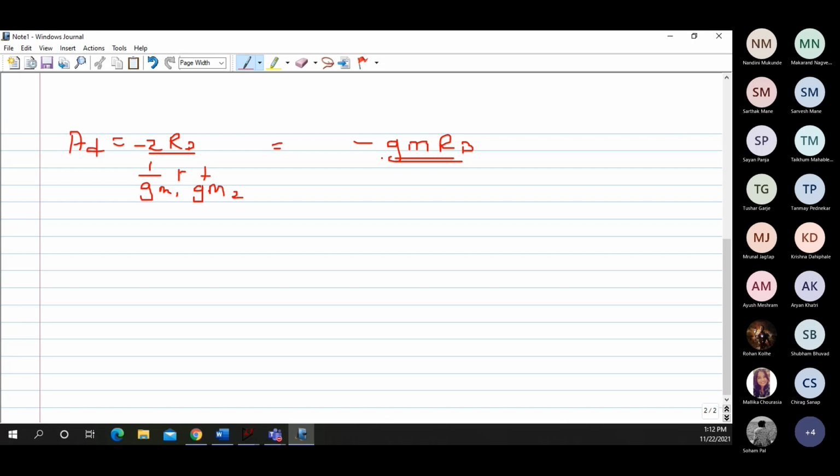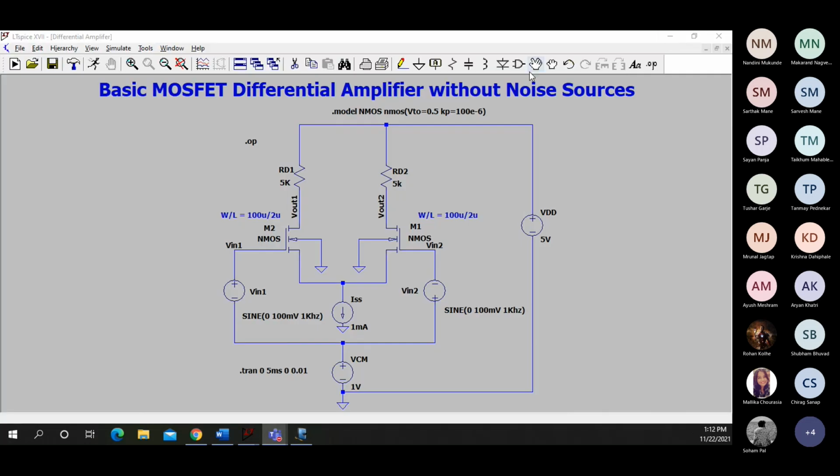So the gain equation of the differential amplifier is more or less similar to that of the common source amplifier. The only advantage that we need to observe is that the amplification in the presence of noise is very good.